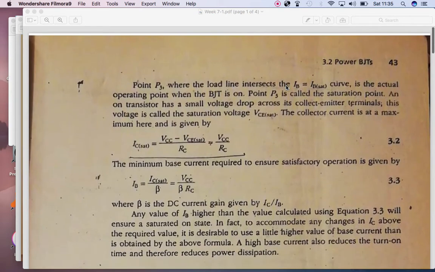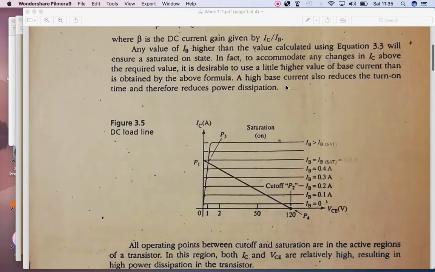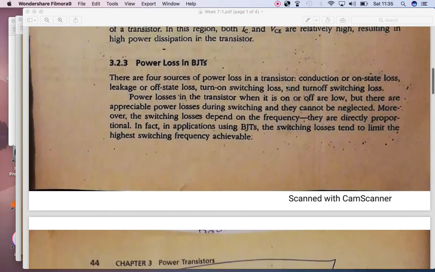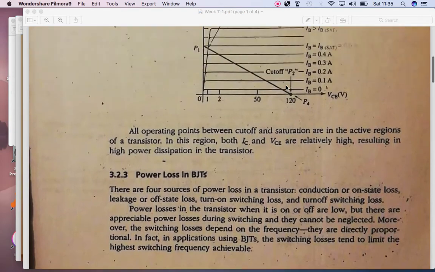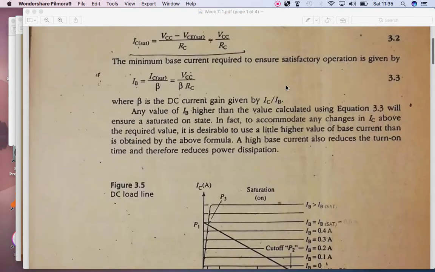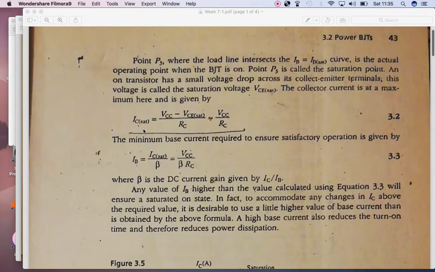Hi, in today's lecture I will discuss the power losses in BJTs, in power BJTs. Firstly, I will be discussing some formulas about the currents and the power losses of a power BJT in the on-off state as well as in the switching state.